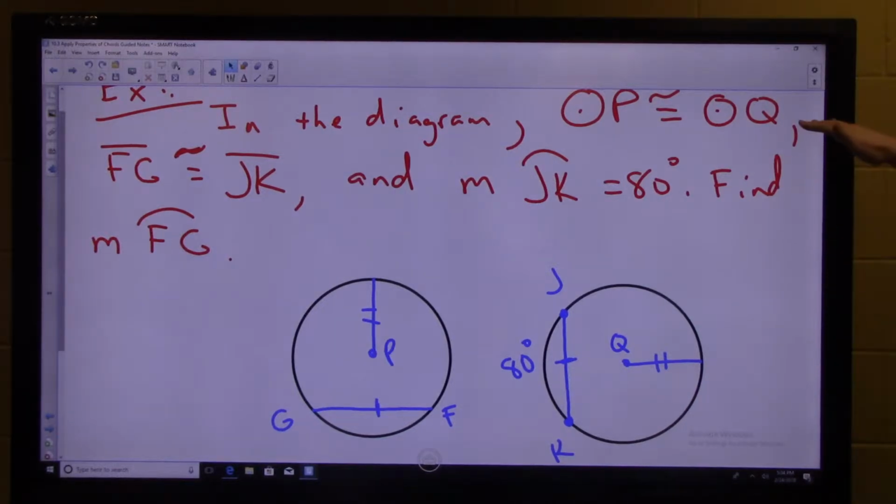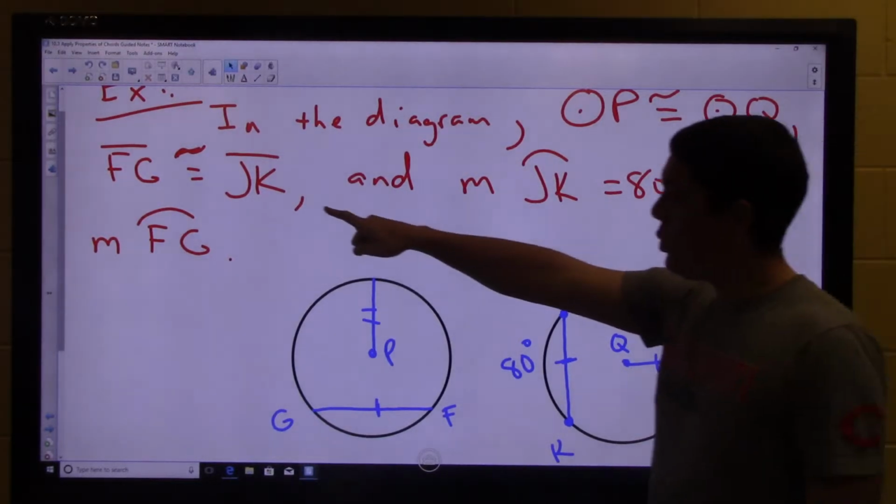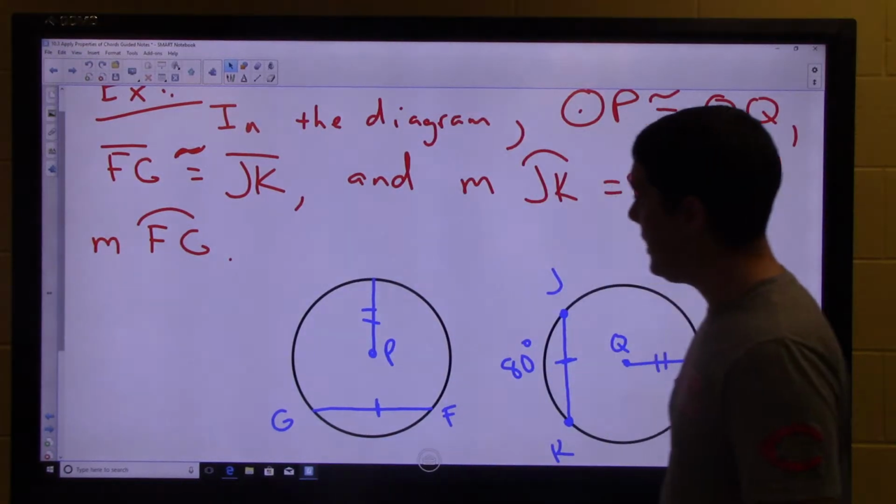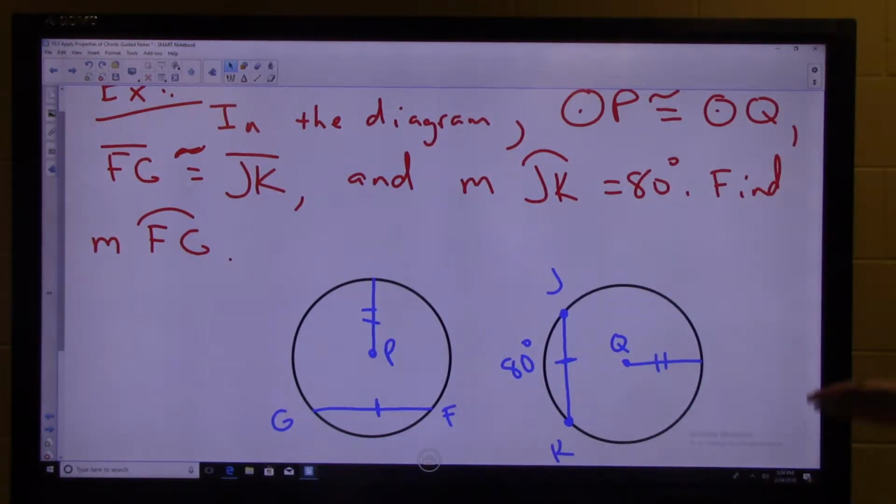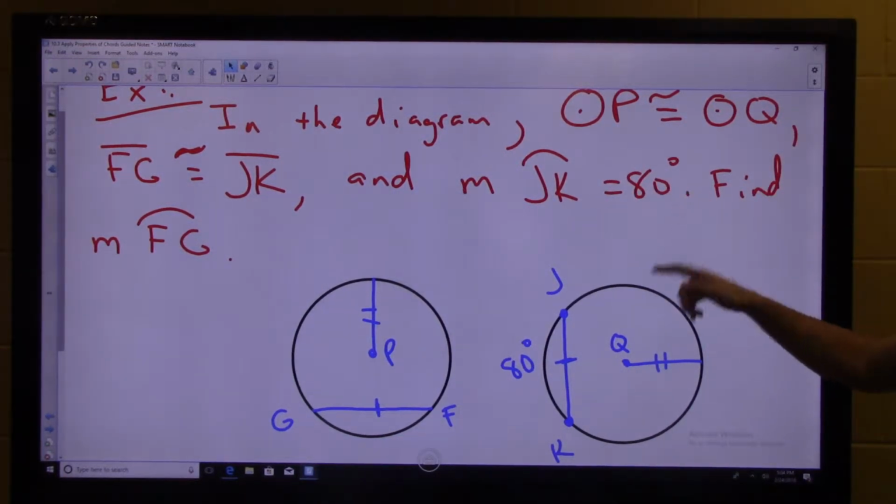So we know the circles are congruent. We know these chords are congruent, FG is congruent to JK. And we also know that arc JK is going to equal 80, and I've got it written down here. So we want to find the measure of arc FG. So guys, go ahead and do that. There's not a whole lot of work required, but go ahead and figure that out. You can pause this and see if you can figure it out.